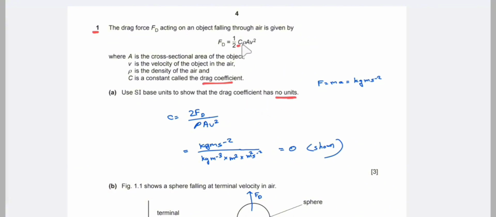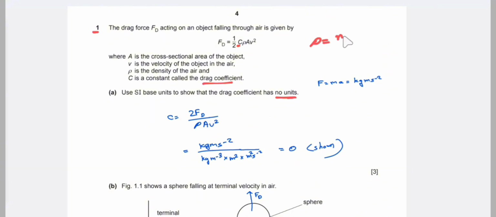First of all, we need to make the drag coefficient the subject of the formula. So the drag coefficient C is equal to 2FD divided by rho A V squared. FD is the force. Force is equal to mass times acceleration, and the unit of mass is kilogram, and for acceleration it is meter per second square. So the unit is kilogram meter per second square.